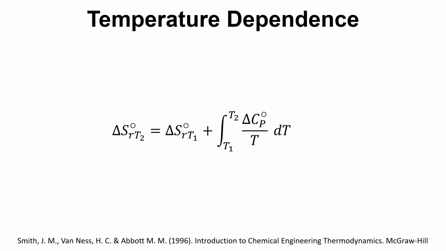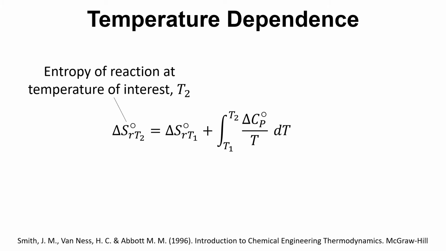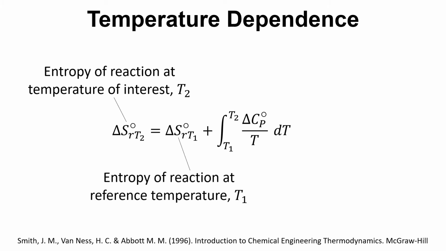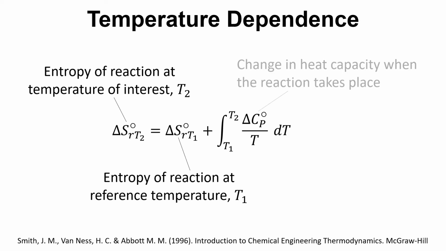Okay, in terms of temperature dependence then, we can work out the entropy of reaction at a temperature that we're interested in, T2, based on knowing the entropy of reaction at a reference temperature T1, and also by knowing the change in heat capacity when the reaction takes place.